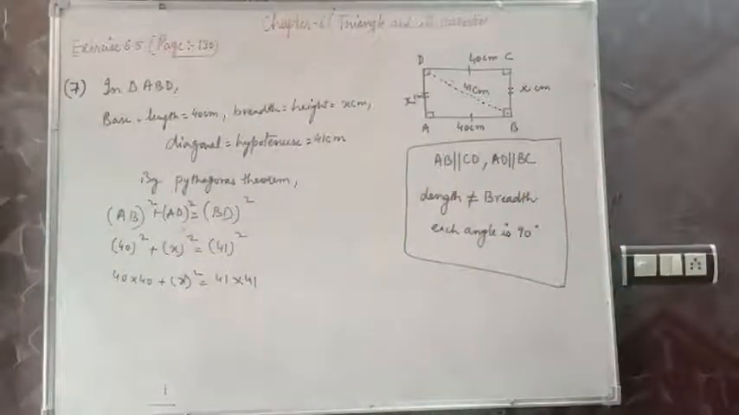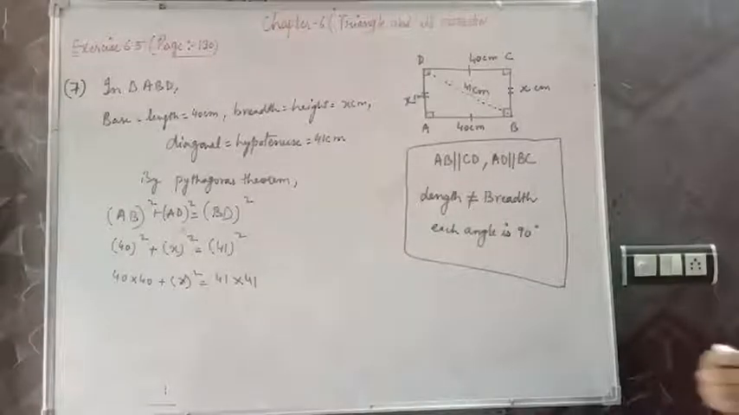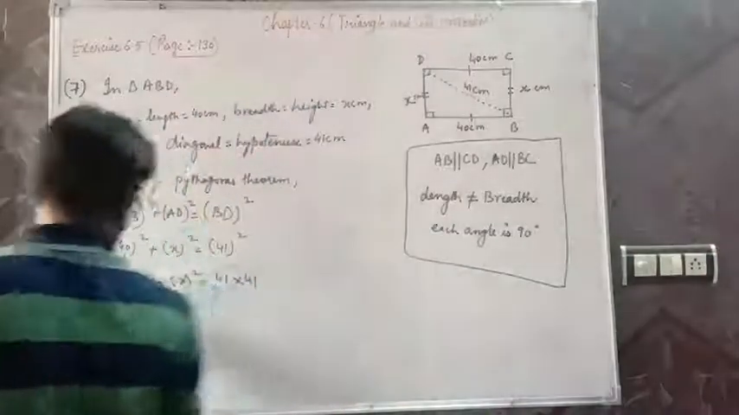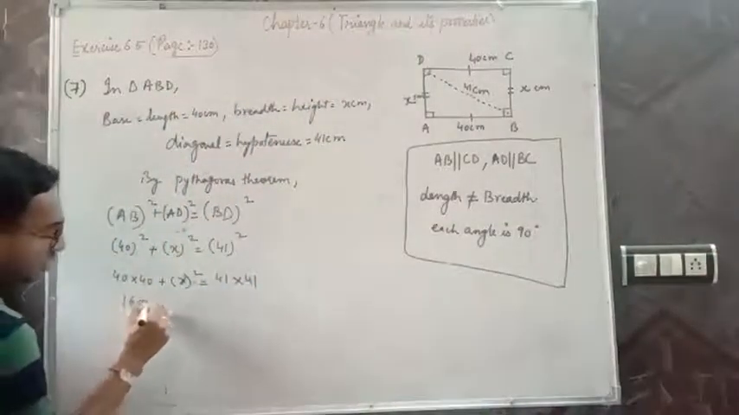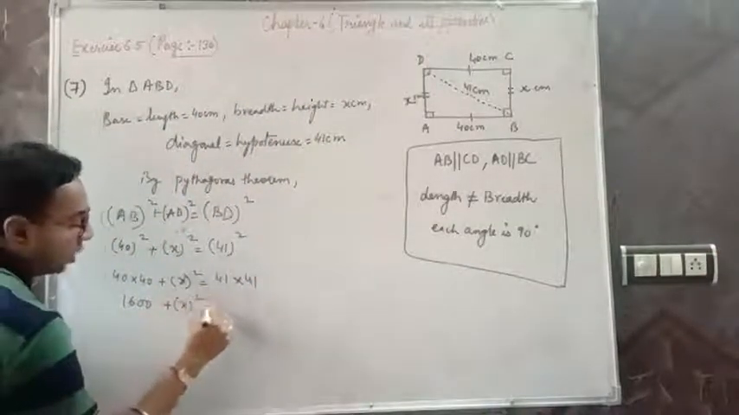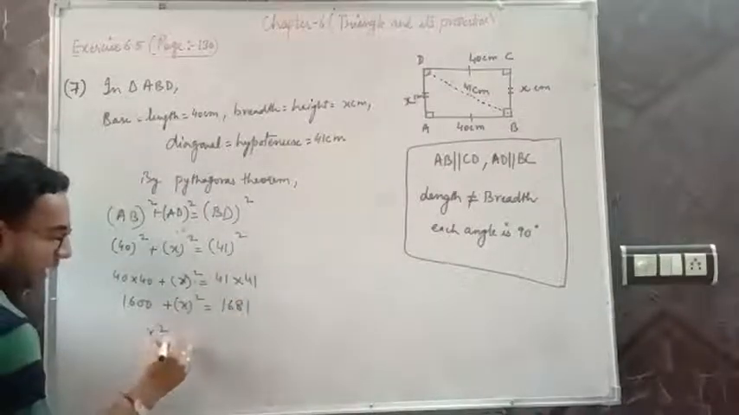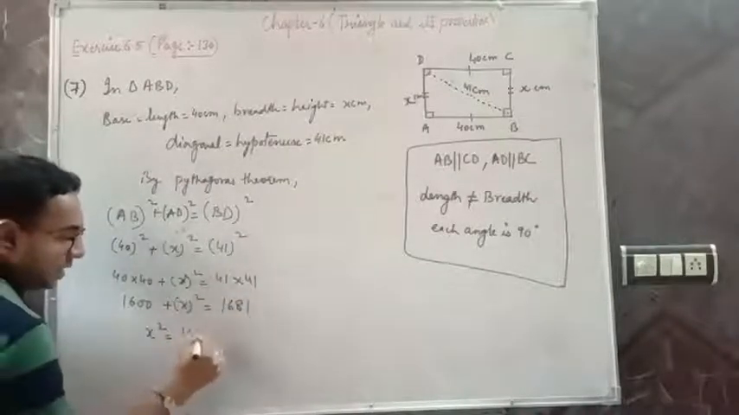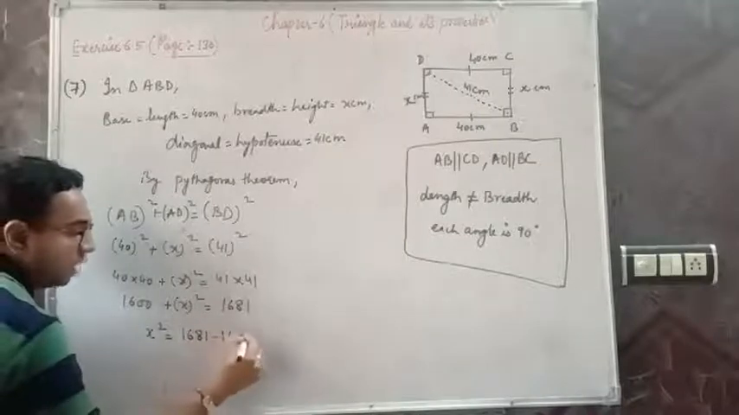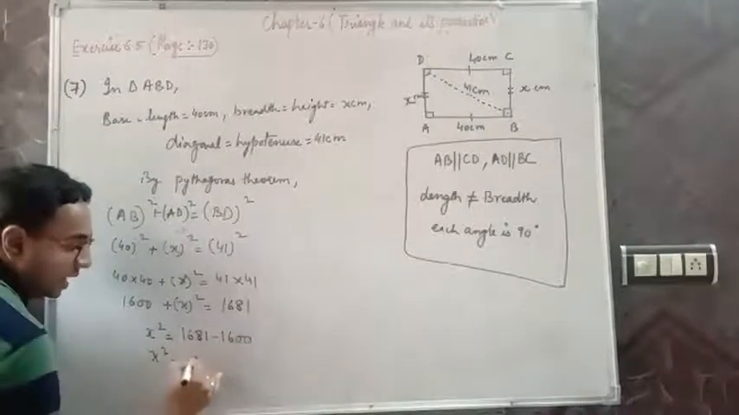Now we have to see what is 41 into 41. What is 41 into 41? Okay, so 41 into 41, this is what? 1600 plus x square. If I solve, I'll be getting 1681. Now x square, here plus, there minus: 1681 minus 1600. If I solve, I'll be getting 81.